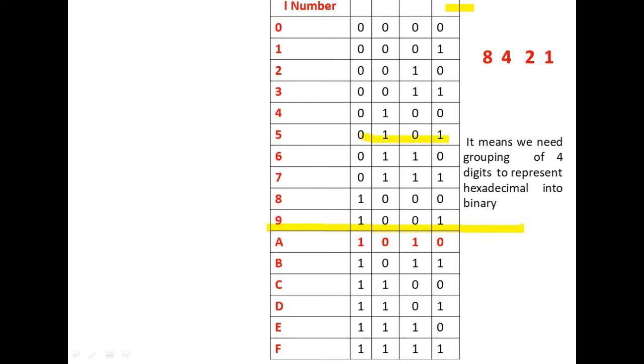Likewise for 8, this position should be 1, and the rest are 0. For 9, it is 1 0 0 1. For 9, 8 and 1 are required. And for 10, 8 and 2 are required. So 1, 0, 1, 0.